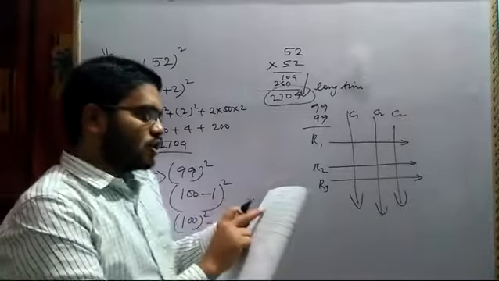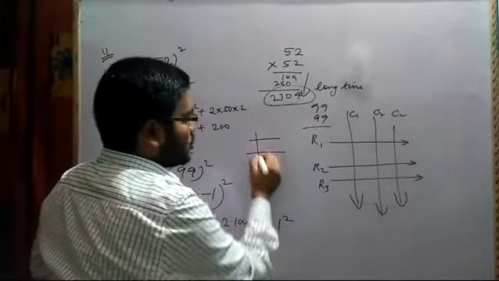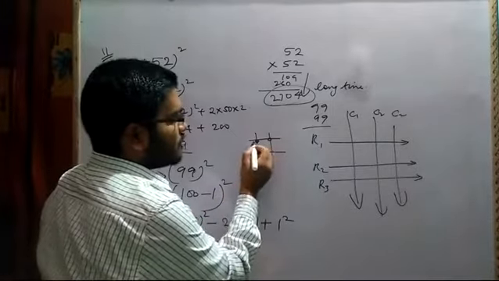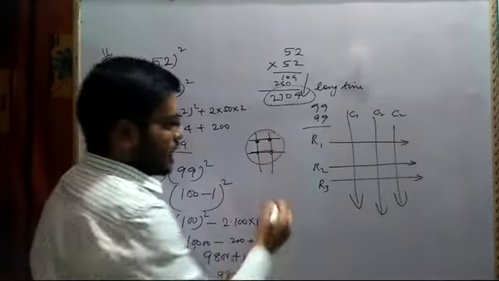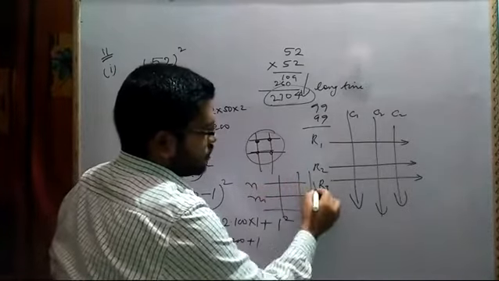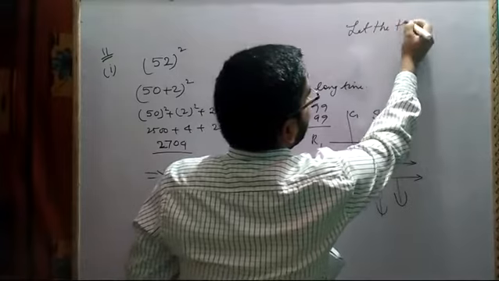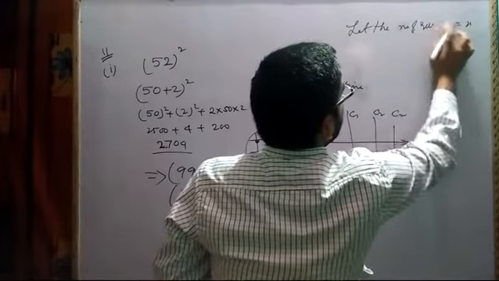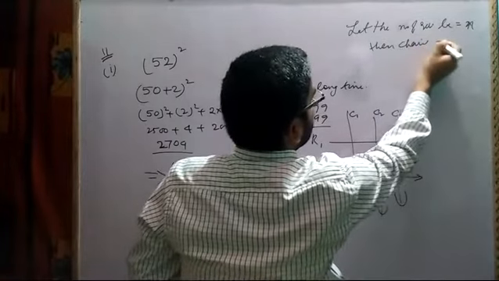Now the question says that in an auditorium the number of rows is equal to the number of chairs. It means if I have 2 rows, then each row will have 2 chairs, so in total there will be 4 chairs. If I have n rows, then the number of chairs in each row will also be n. So let the number of rows be equal to n, then chairs will be equal to n only.